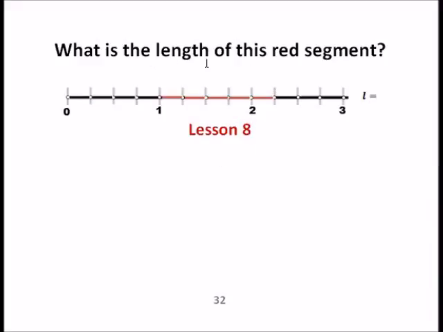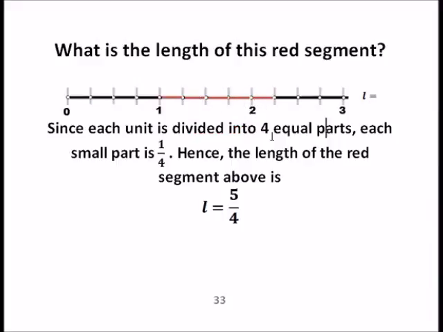In any case, what is the length of this red segment? So we see that the distance from 0 to 1 is partitioned into 4 equal parts. 1, 2, 3, 4. And therefore, this red segment is going to be 5/4 because it's 5 of those small parts.